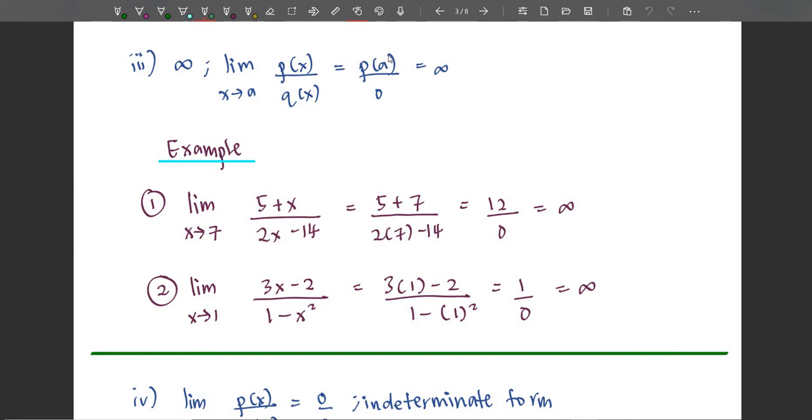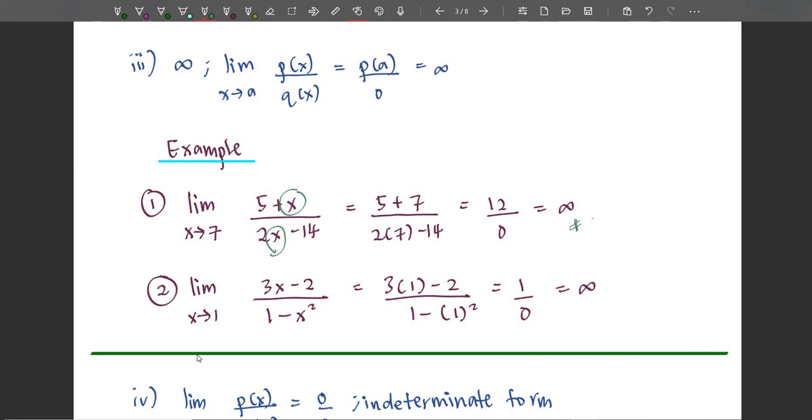For example, we have the limit of 5 plus x over 2x minus 14 when x approaches 7. So it will be 5 plus 7, because here is x, over 2 times 7 minus 14. So 12 over 0 is going to be infinity.